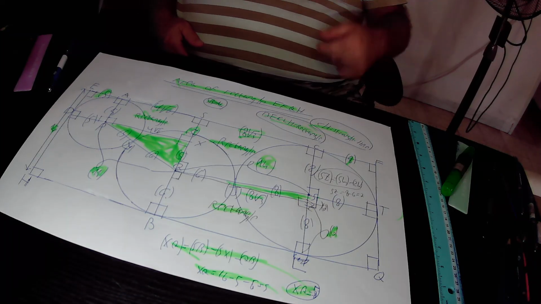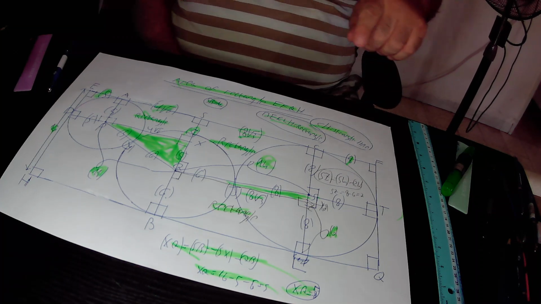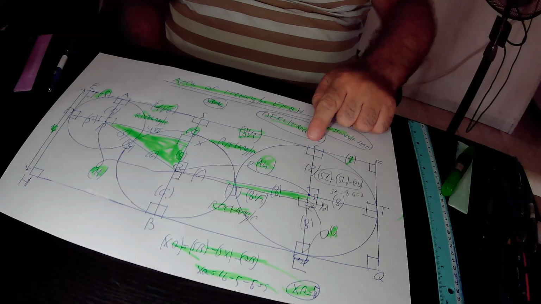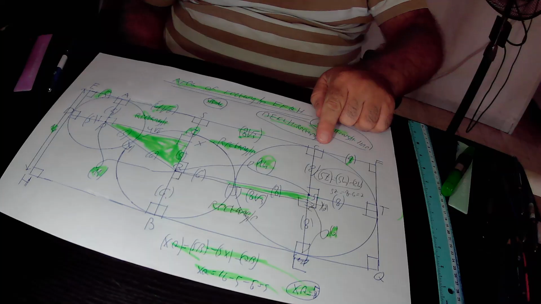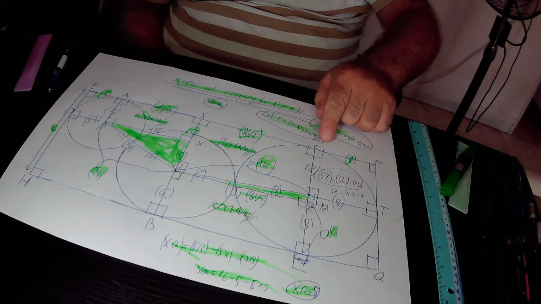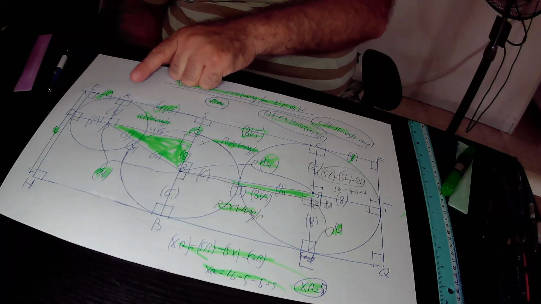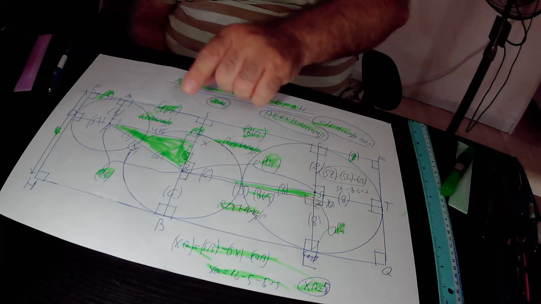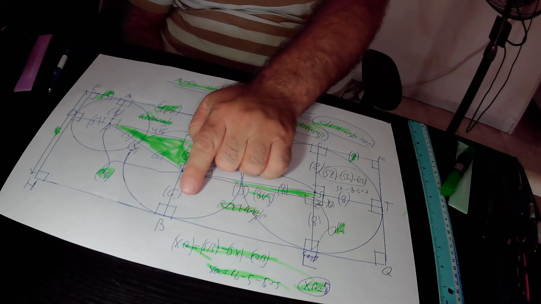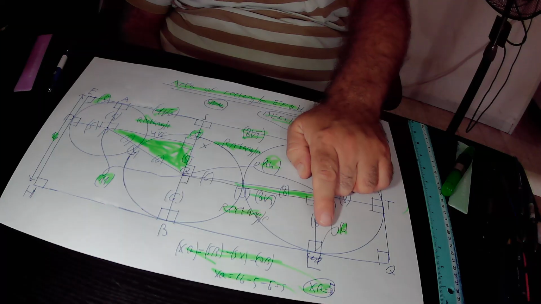Then, we implement rule 1. Here, this angle equals 90 degrees, this angle also equals 90 degrees according to rule 1. All these angles are right angles according to rule 1. This angle equals 90 degrees, and this angle also equals 90 degrees according to rule 1. This angle equals 90 degrees, and this angle also equals 90 degrees according to rule 1.